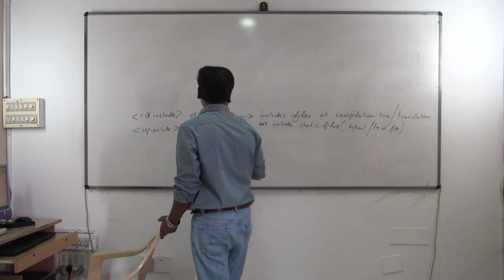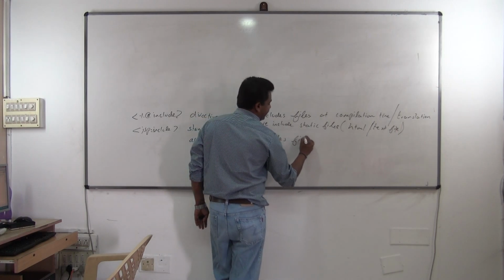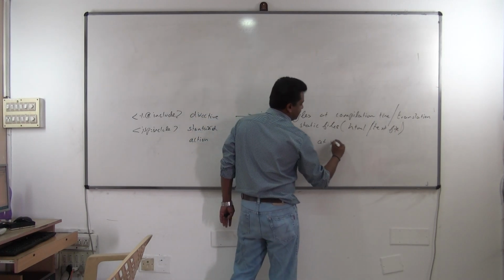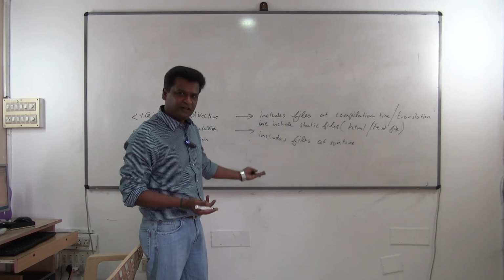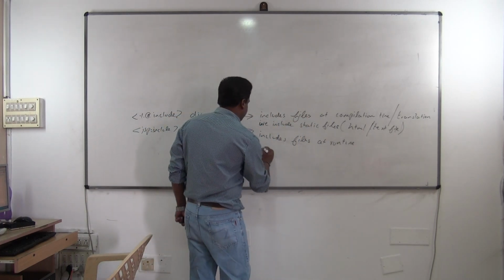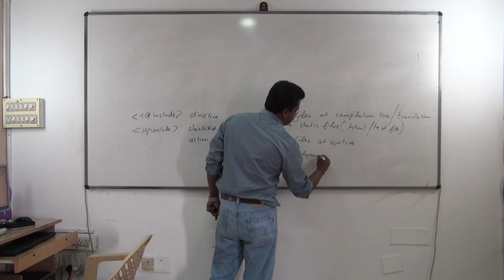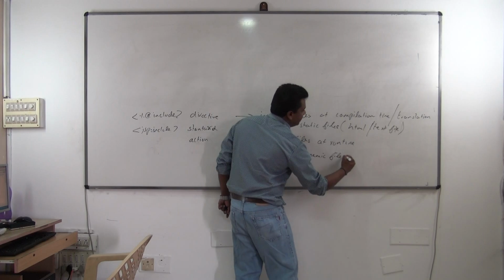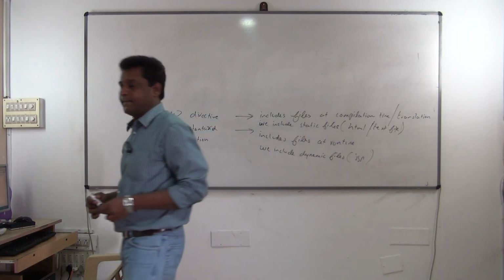Standard action is used for what? Includes files at runtime. So this concept you understood. Only have to give you what? Example. I'll give it later. Okay. And we include dynamic files. Example would be JSP. And done?